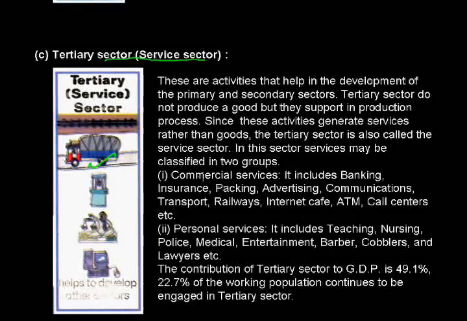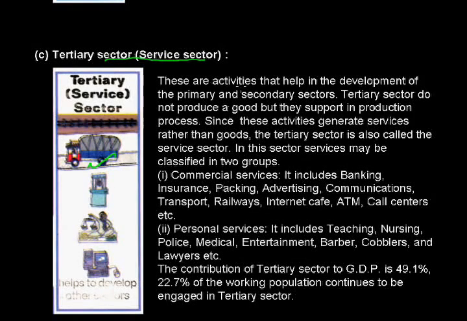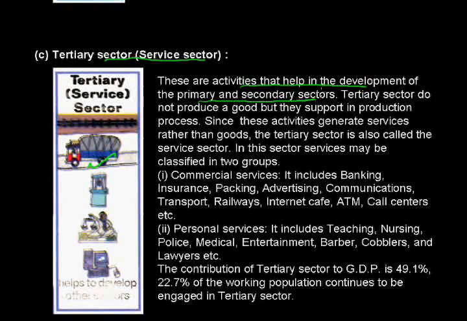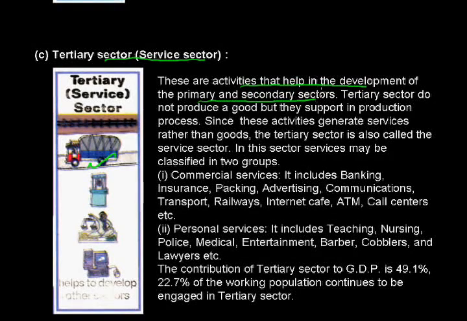Let us see what the book says. These are activities that help in the development of the primary and secondary sectors. Obviously, the secondary sector uses the raw material which comes from the primary.